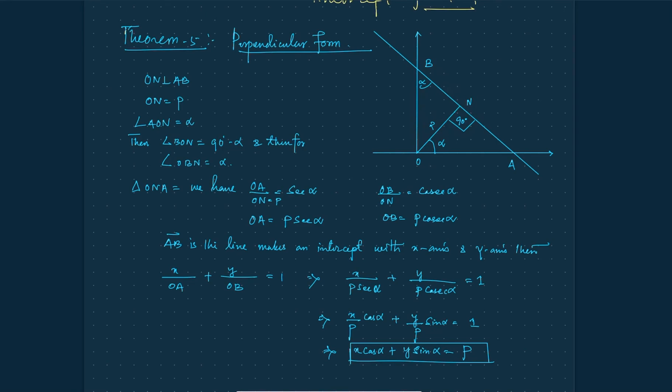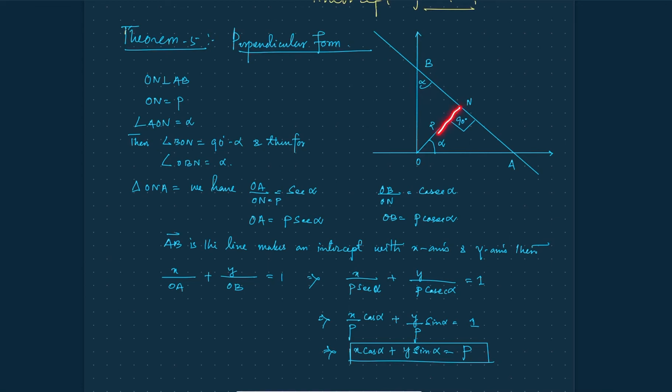So, angle AON is equal to alpha, so angle BON will be 90 minus alpha. So angle OBN will be alpha here.